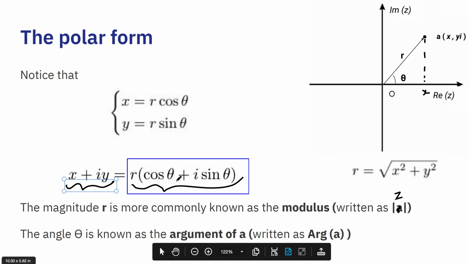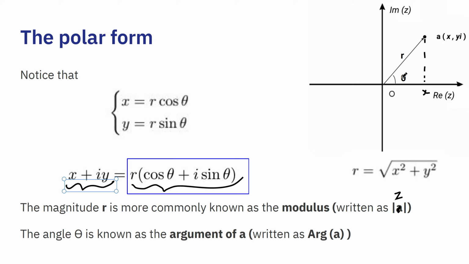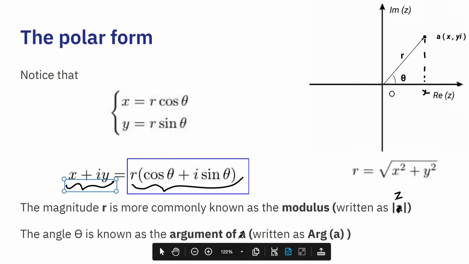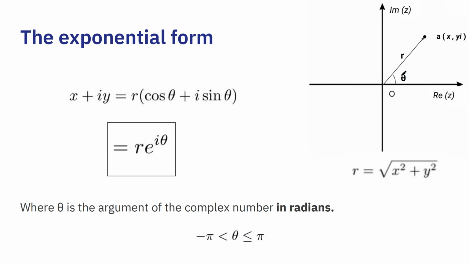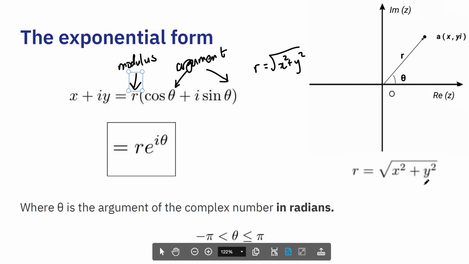Alright, so the angle theta here that determines the direction of this complex number vector is also properly known as the argument of the complex number. So here we are actually using z, so let me change this to z. So we have modulus and argument. So a complex number has two parts. In our polar form, this would be the modulus of the complex number, and this would be our argument. And remember, our modulus is also equal to the square root of x squared plus y squared, as stated over here.